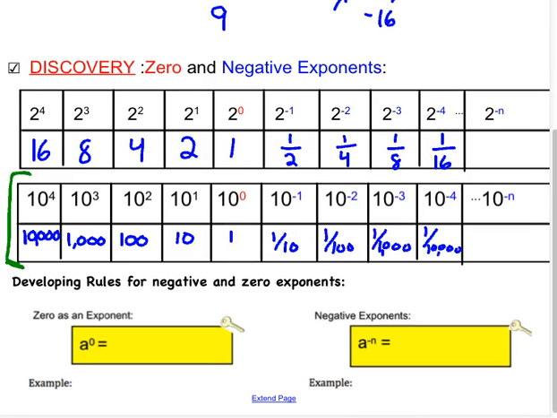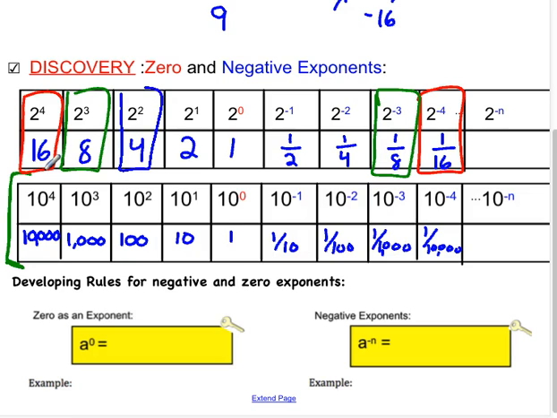All right, so now that you have that done, let's talk about what we're observing, okay? So first, I want to point out the relationship between 2 to the 4 and 2 to the negative 4. So notice 2 to the 4 is 16, 2 to the negative 4 is 1 over 16. 2 to the third is 8. 2 to the negative third is 1/8.